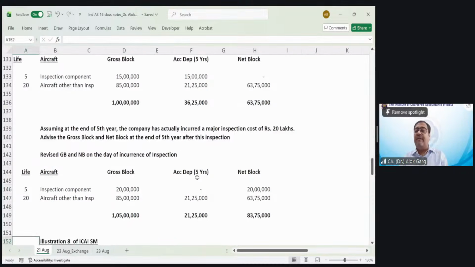Friends, let me know if you have any doubt in these two examples. Have you understood the concept of recognition condition, initial cost, subsequent cost, what is going to be capitalized, what is going to be replaced, what is going to be derecognized, and how it is going to be derecognized? Have you understood or not? Please tell me.